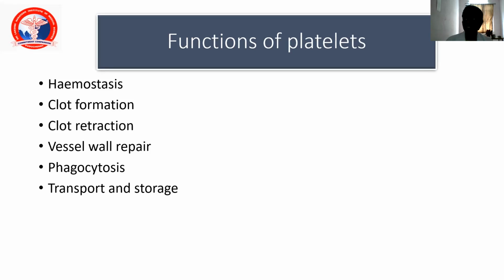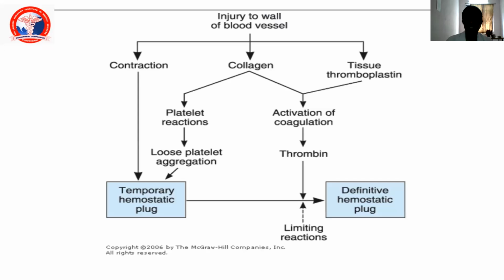It is going to store serotonin and transport it from the organs where it is synthesized. It just imbibes the serotonin, stores the serotonin, and releases the serotonin whenever it is needed. So it's helping in the transport and storage of serotonin. Okay, so these are the main functions of the platelets.